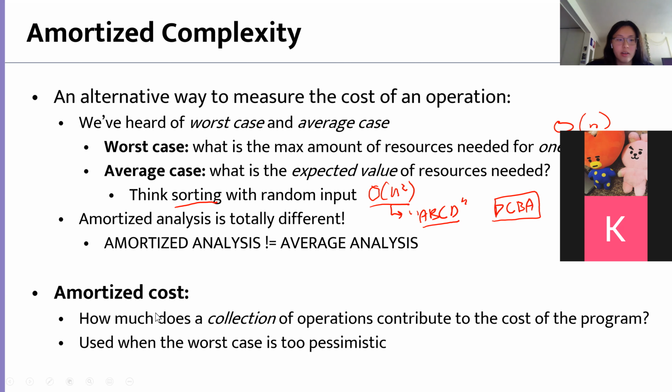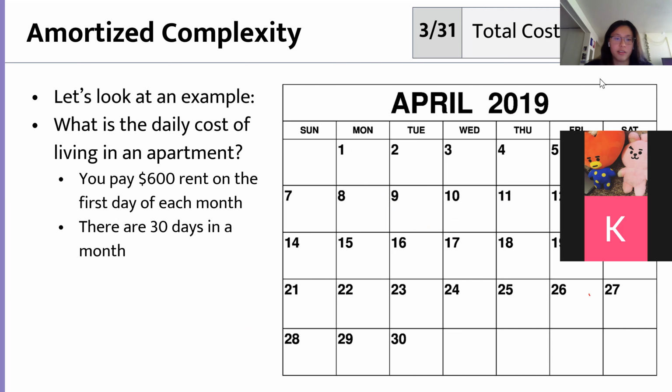And so now we move on to this concept of amortized analysis. It's different from average analysis because amortized cost is for a collection of operations, whereas in worst case and average case, it is the cost of just one operation. We use amortized complexity to describe the runtimes of things when the worst case is too pessimistic. We'll take a look at this later with vectors specifically, but this is to clear any confusion on the difference between them.